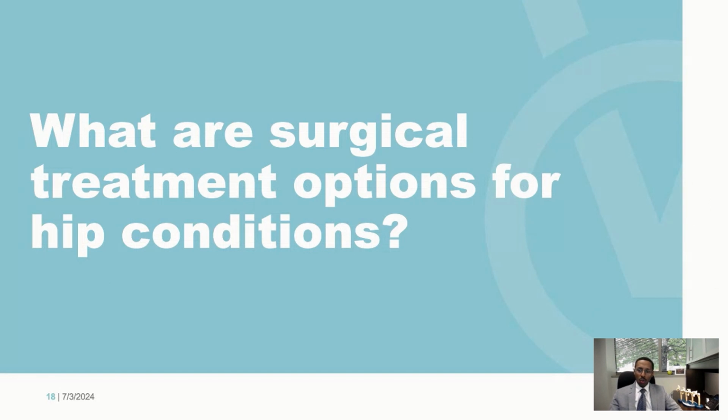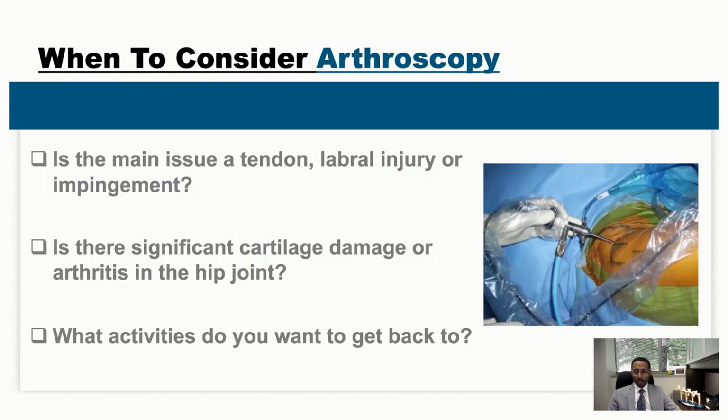Then next, what are surgical treatment options when the non-surgical treatments aren't working? So arthroscopy is a common surgical treatment for these hip conditions. Most common for tendon injuries, labral injuries, or impingement, what we talked about, FAI. You want to ask yourself, though, is there significant cartilage damage or arthritis in the hip joint? If that is the case, it may not be the best thing to get an arthroscopic surgery because you may then later ultimately still need a hip replacement.